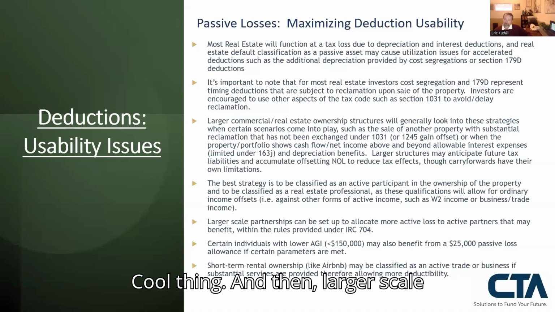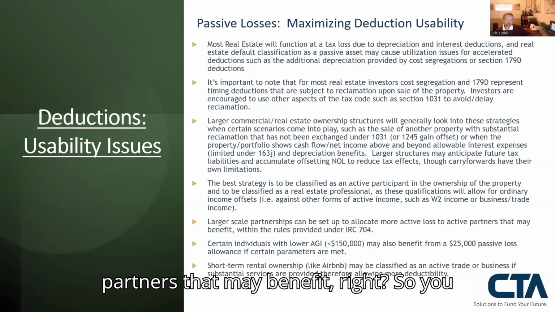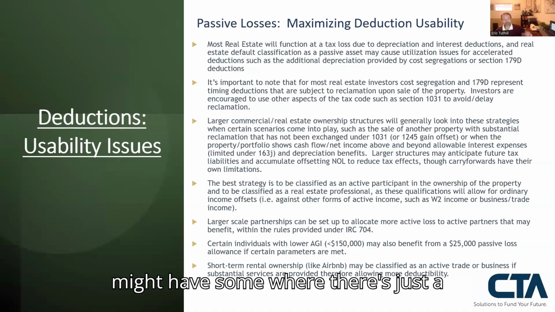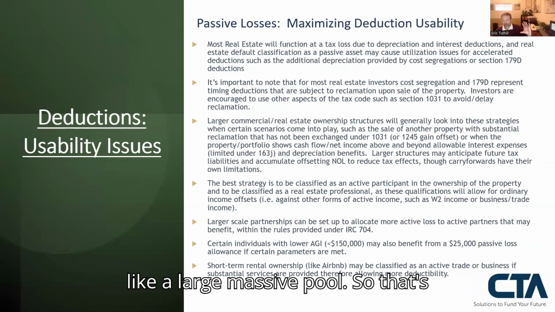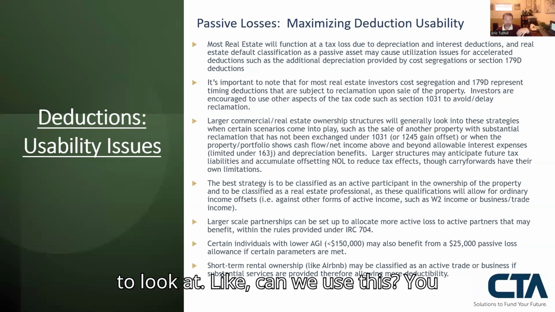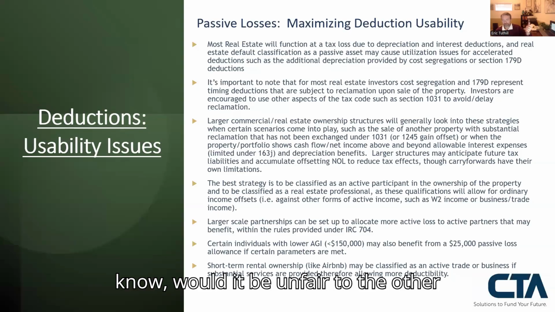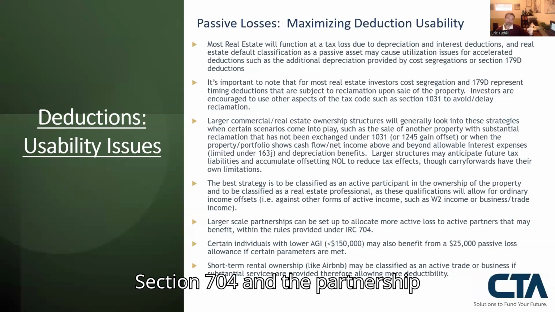And then larger scale partnerships can also be set up to allocate more active loss to active partners that may benefit, right? So you might have a few active partners, but they've got a large, massive pool. So that's another strategy you'd want to look at. Like, can we use this? Would it be unfair to the other taxpayers? But that's all guided by Section 704 and the partnership agreement.